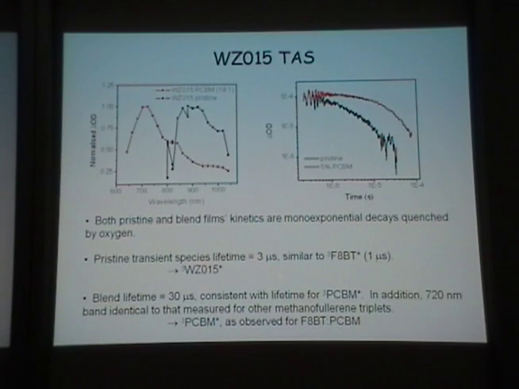The pristine has a lifetime of 3 microseconds, which is very similar to the F8BT triplet. So we can therefore assign this band to our polymer triplet state. With the blend, however, not only is the spectrum virtually identical to the well-known PCBM triplet spectrum, but also the lifetime is very similar. So we can therefore say that in our blend film, we're getting those PCBM triplets that we just don't want.